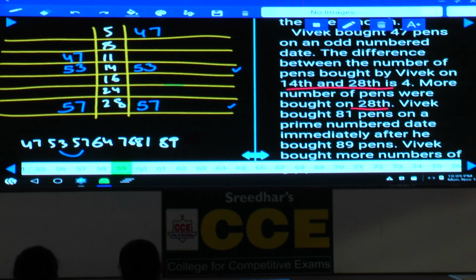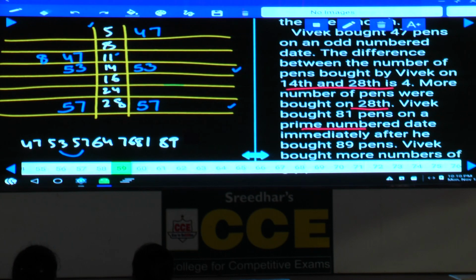Next one. Vivek bought 81 pens on a prime number date, immediately after he bought 89. So 81 comes immediately after 89, on a prime number date. Among 5, 8, 11, 14, 16, 24, the prime number dates are 5 and 11. Now this person cannot have bought 81 on the 5th, because 89 must be immediately before 81. Hence 89 and 81 must be together.